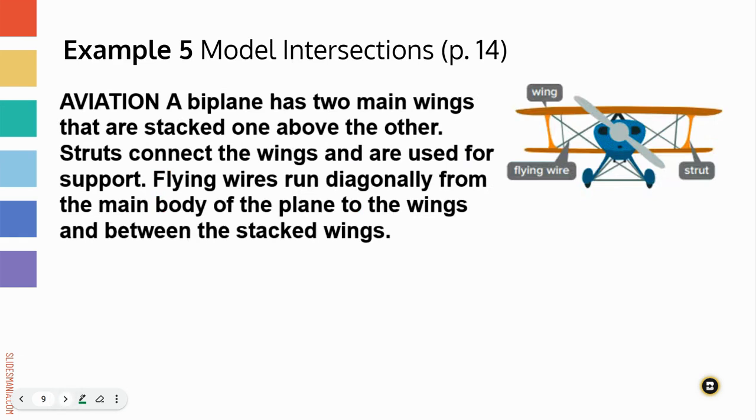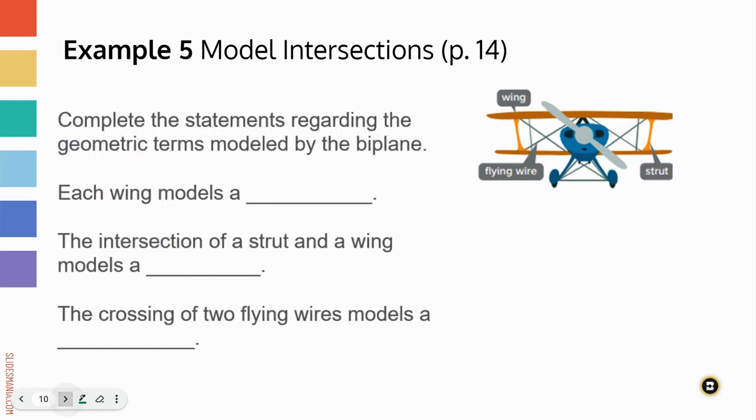Okay, this is example 5. So we have a biplane has 2 main wings that are stacked one above the other. Struts connect the wings and are used for support. Flying wires run diagonally from the main body of the plane to the wings and between the stacked wings. So complete the statements regarding the geometric terms modeled by the biplane. Each wing models a plane. So each wing is an example of a plane.